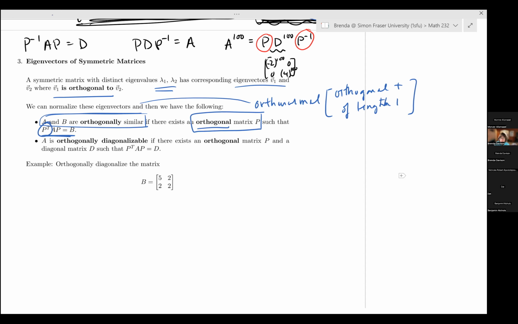So that means the eigenvectors will be orthogonal just based on the fact that it's a symmetric matrix, but we also have to make the eigenvectors orthonormal. Then we do not have to find an inverse. So let us do an example here, and then I'll see if you've got questions.